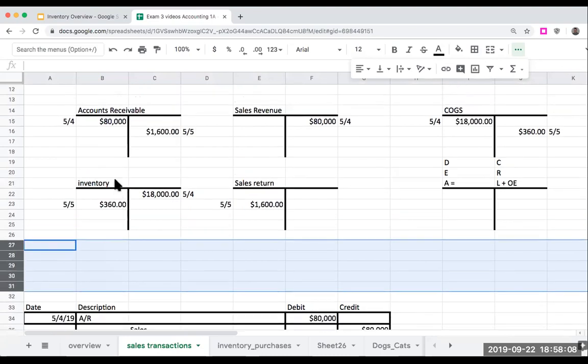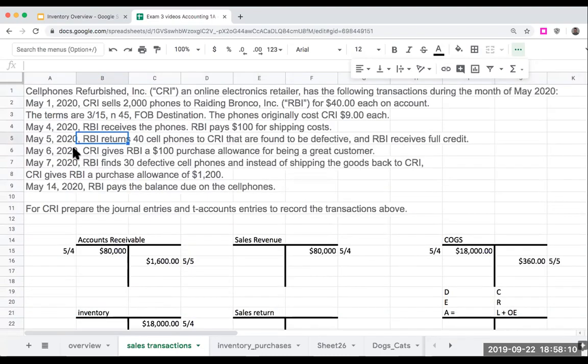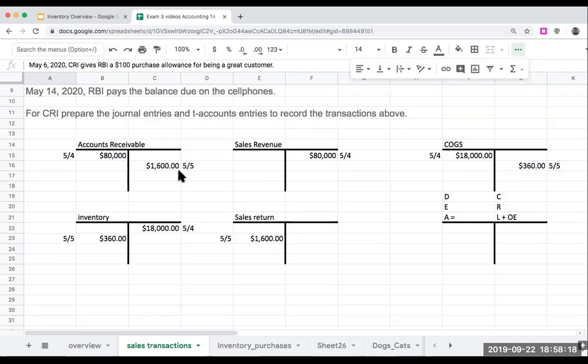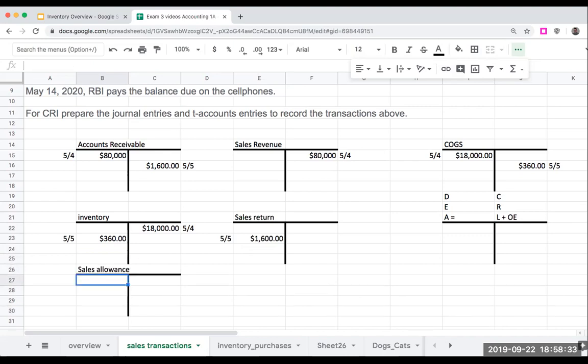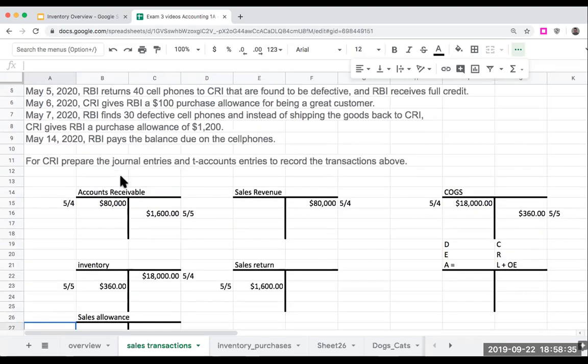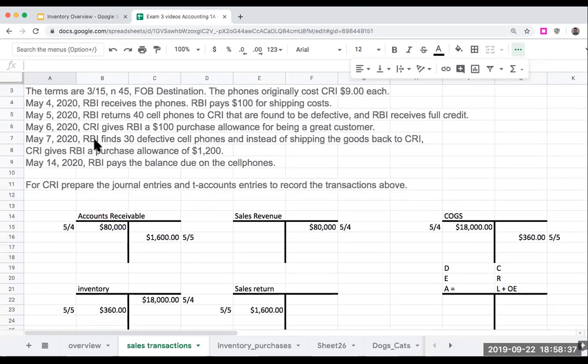And right over here, I'm now getting to May 5th, or is it May 6th? So our CRI gives a $100 purchase allowance for being a great customer. Wow, how generous. Okay, so we're giving RBI a sales allowance. Now remember, what is a sales allowance? A sales allowance is a contra revenue account, and it's essentially just used. It's kind of like we're telling the customer that they don't have to pay us this $100, right?